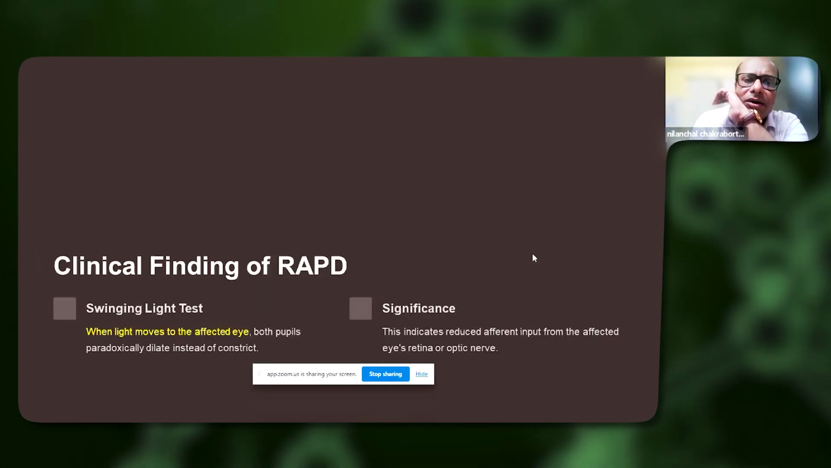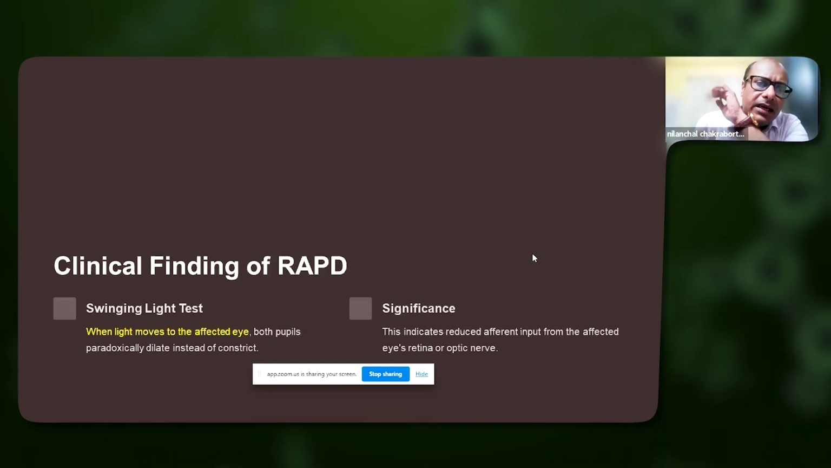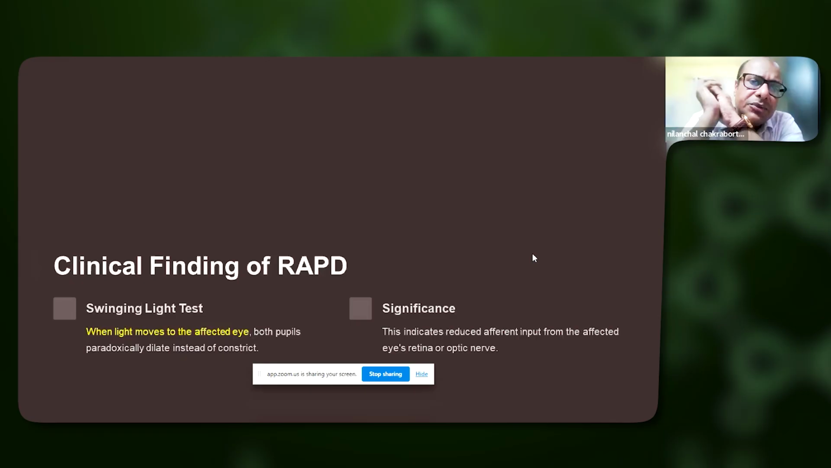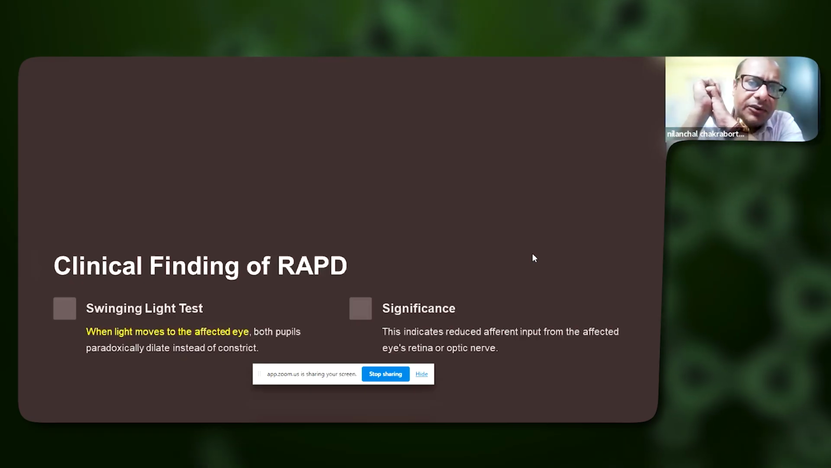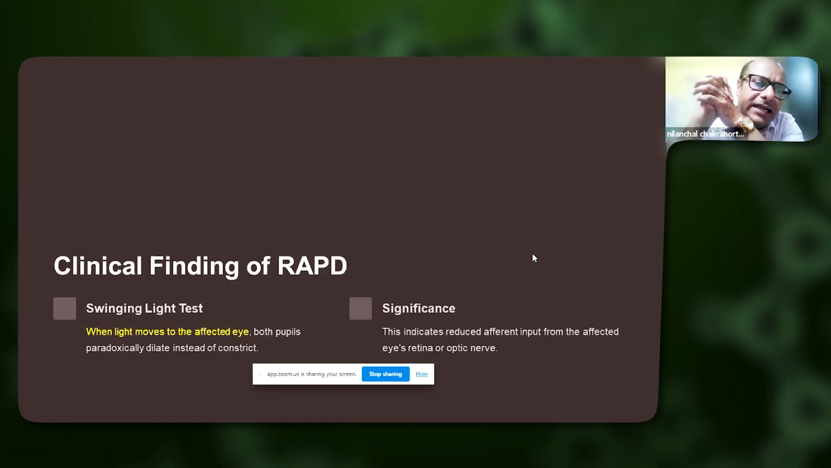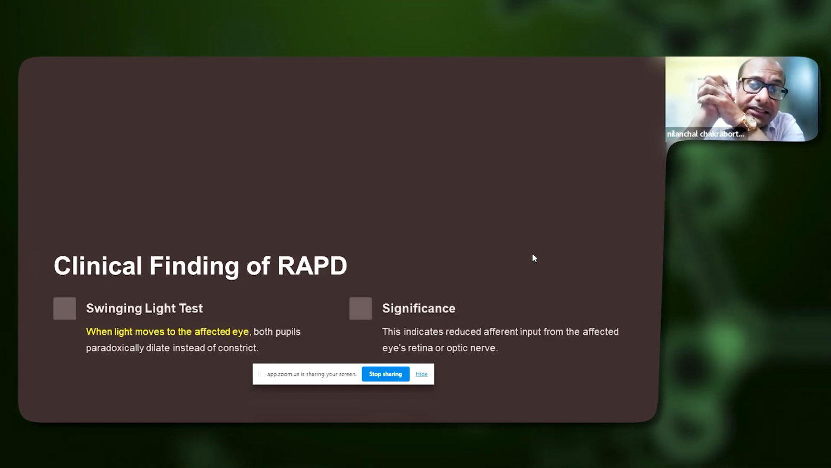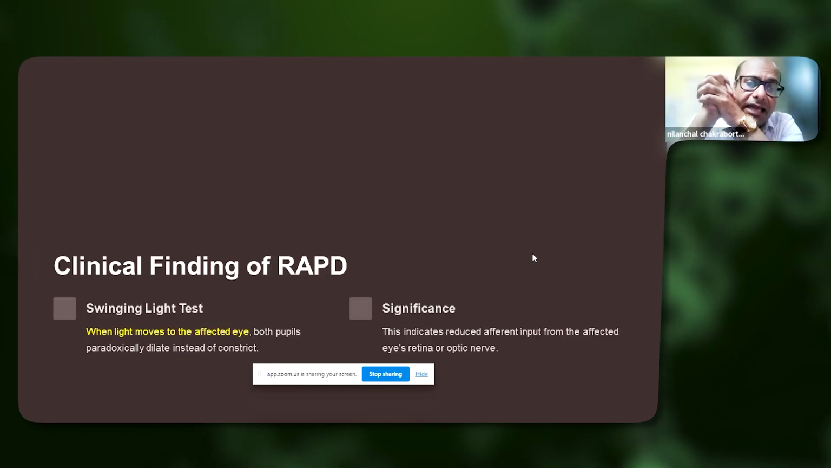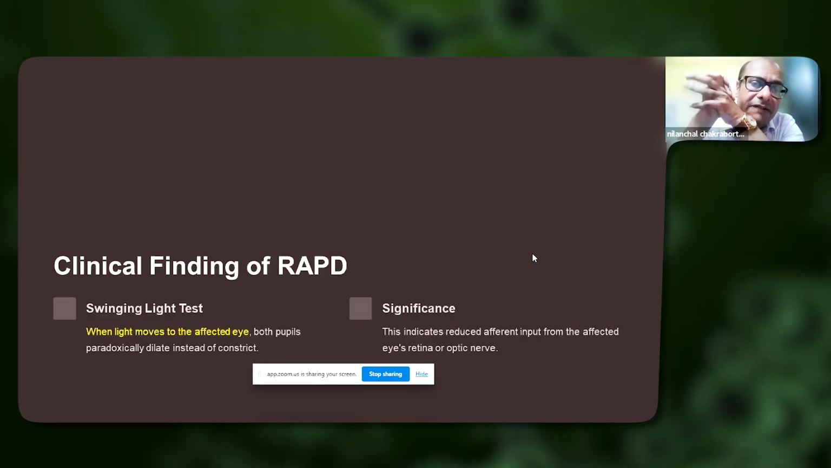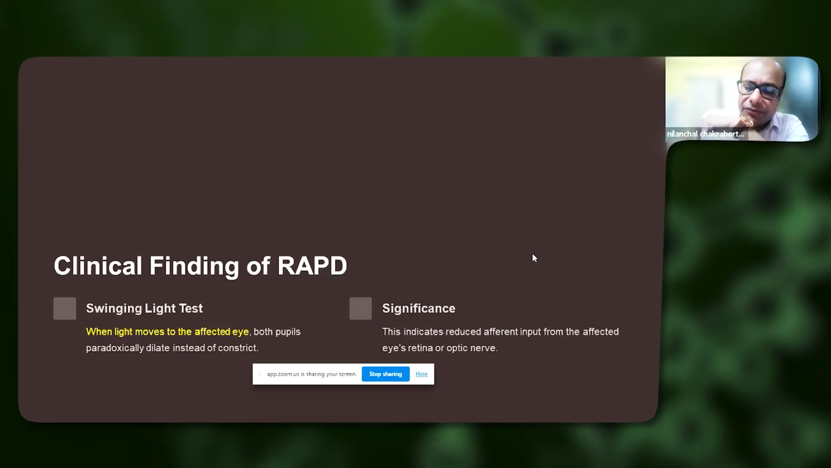Other important question is relative afferent pupillary defect. So it is usually tested by a swinging light test. Here the afferent pathway is affected. Usually when you shine light in the right eye, the right eye must constrict, but here when the affected limb is the afferent pathway, it actually dilates. So it is the afferent pathway defect.